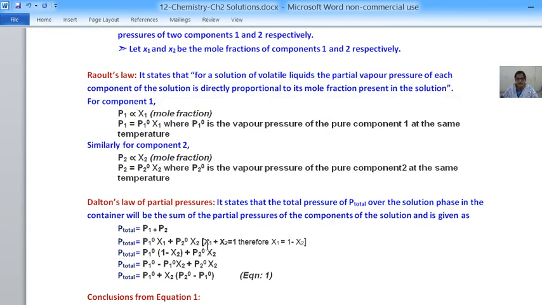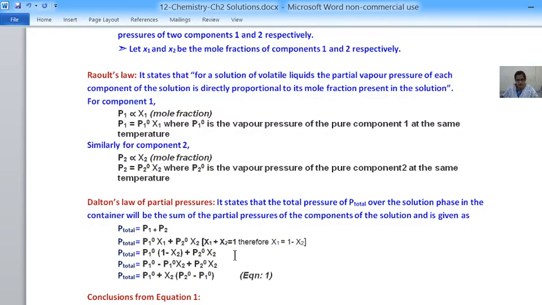Now here in this equation we are going to apply Raoult's law. According to Raoult's law, we know P1 is equal to P10 into chi1 and P2 is equal to P20 into chi2. So we are going to substitute that in this equation. So P total is equal to P10 into chi1 plus P20 into chi2. Now, we have already learned another relation, that is chi1 plus chi2, the sum of the mole fractions of all the components, is equal to unity. That is chi1 plus chi2 is equal to 1.